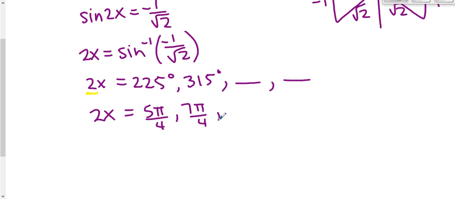Now I'm going to go around the circle again. So I need to add 2 pi to each of these answers, and 2 pi is equivalent to 8 pi over 4, and so that gives us 13 pi over 4 and 15 pi over 4.